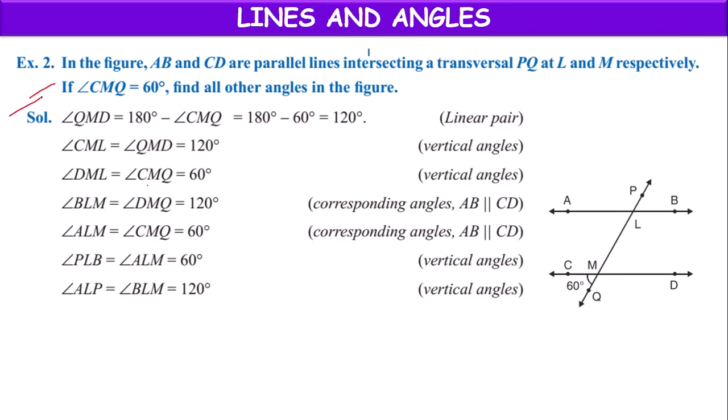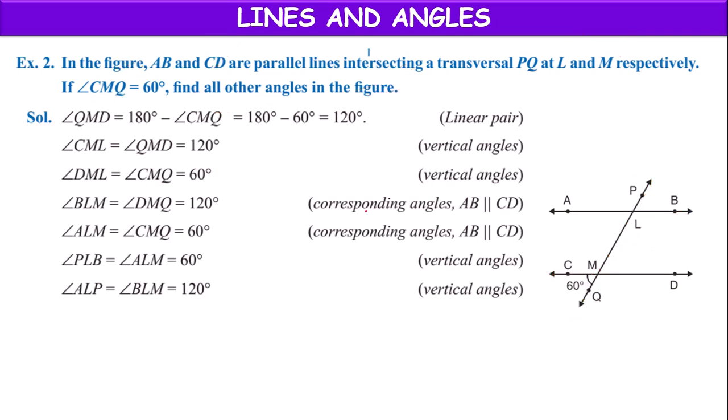Next, we have example 2. In the figure, AB and CD are parallel lines intersected by a transversal PQ. It is intersecting AB at L and CD at M, respectively. Angle CMQ is 60 degrees. Then find all the other angles.